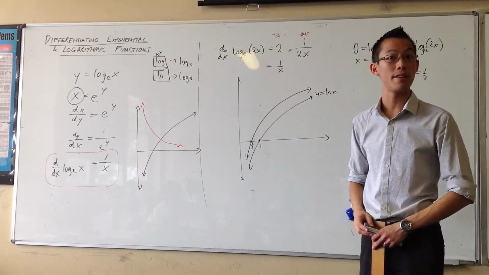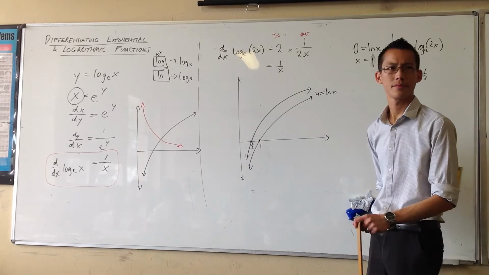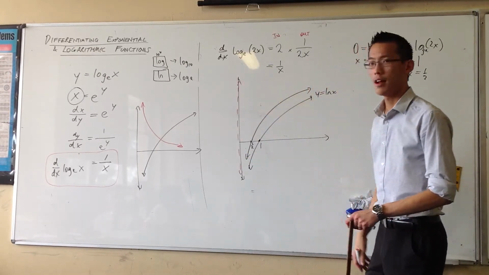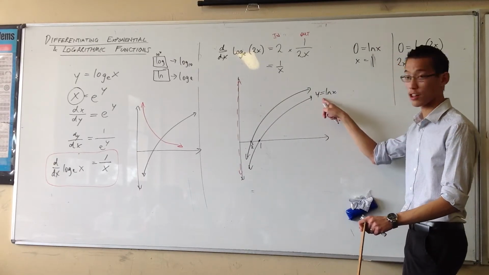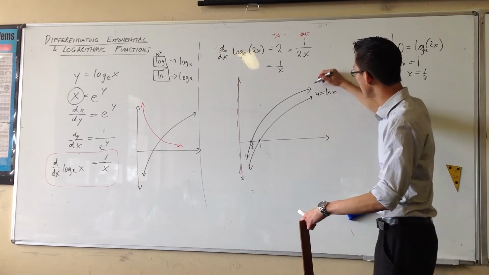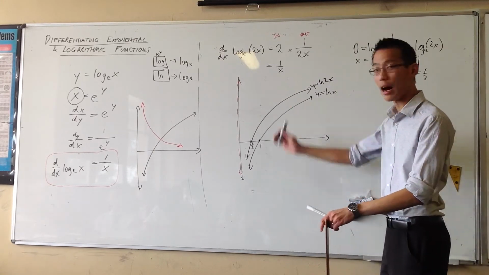You know why I know it hasn't moved left or right? Where's the asymptote? The asymptote is at x equals 0 for this function. But it's also at x equals 0 for this function. So I haven't moved left or right at all. I've just moved up and down.